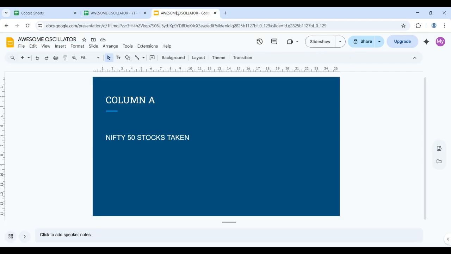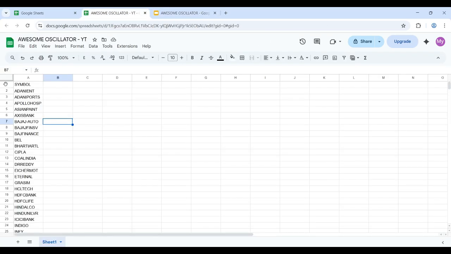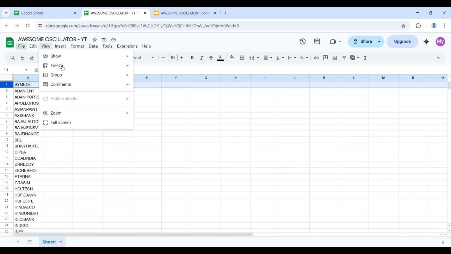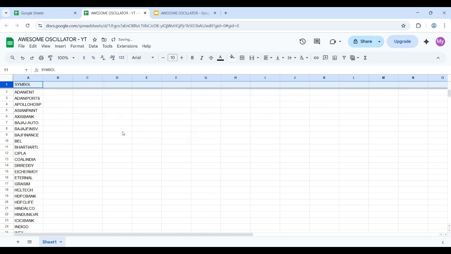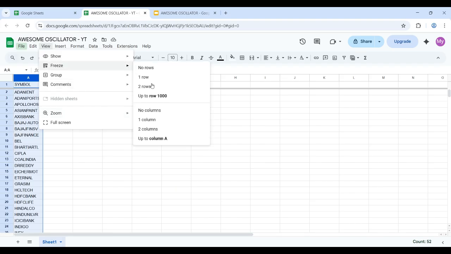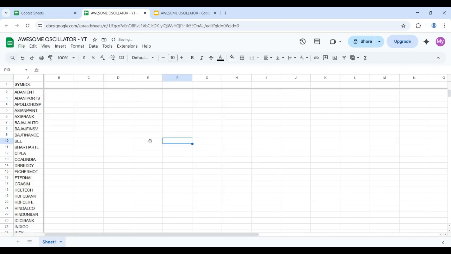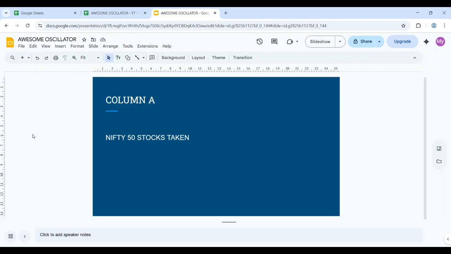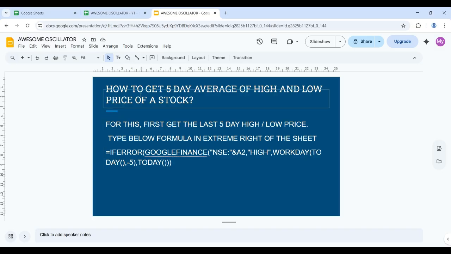So here I have taken Nifty 50 stocks for this video. Let me produce rows and columns. Okay, so these are the Nifty 50 stocks. So what we do is, first we need to get the 5-day average of high and low price of a stock. How do we get this? First we need to get the last 5 days high or low price.